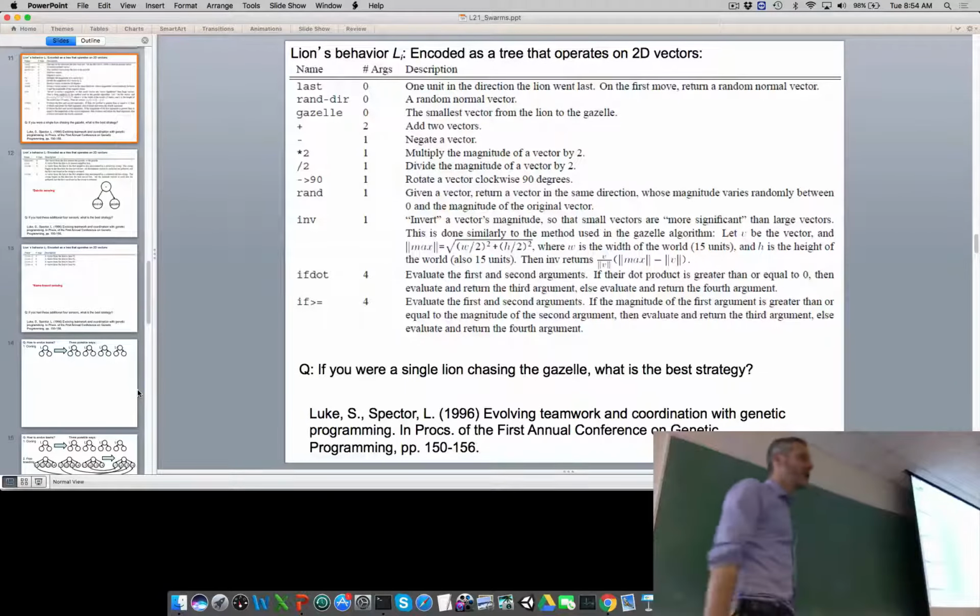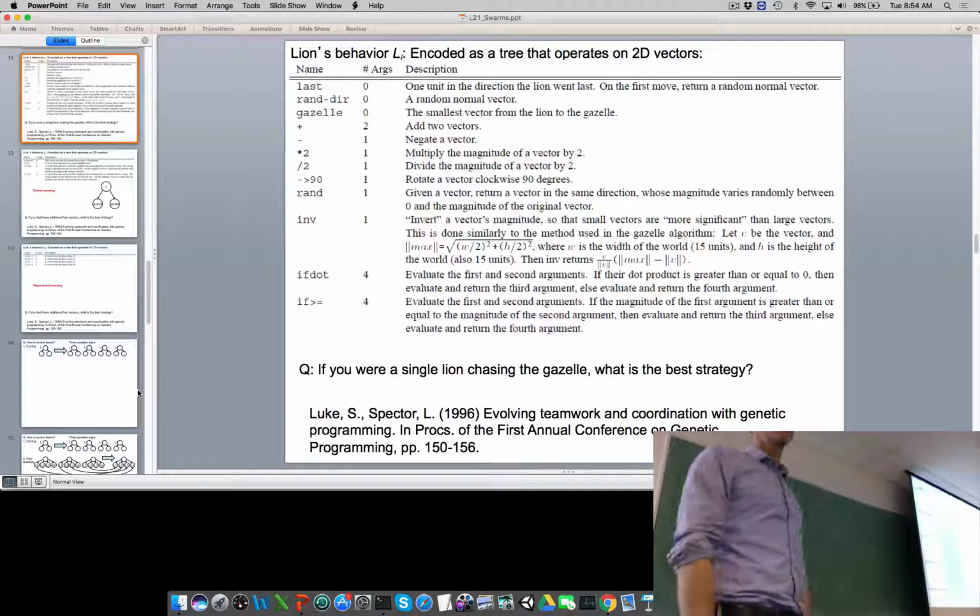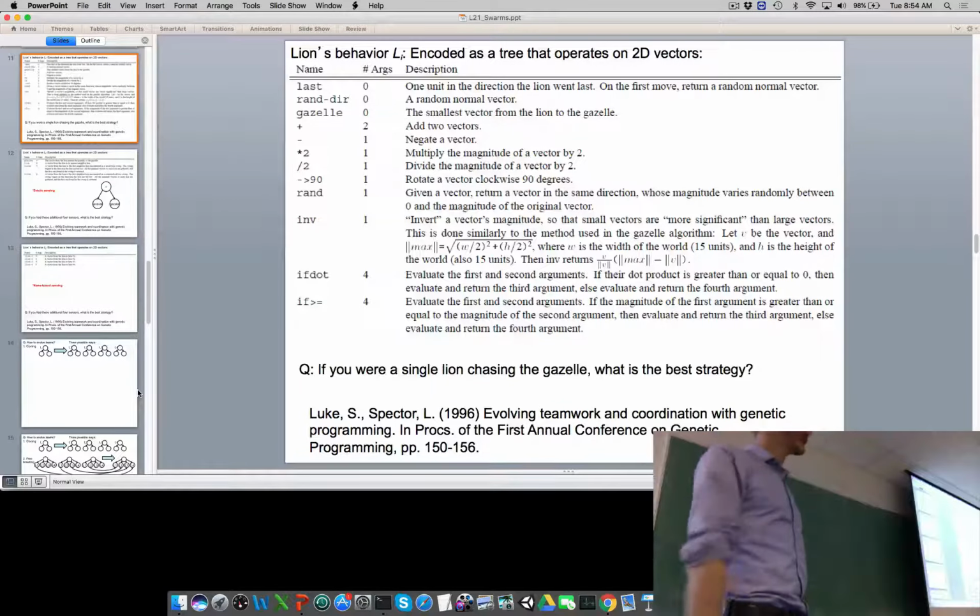Can you imagine some combination of these vector operations and operands that will give you a team of 4 lions that captures the gazelle? I'm asking you to simulate evolution in your head here. How do you think the pride of lions will do? You think there's a way?